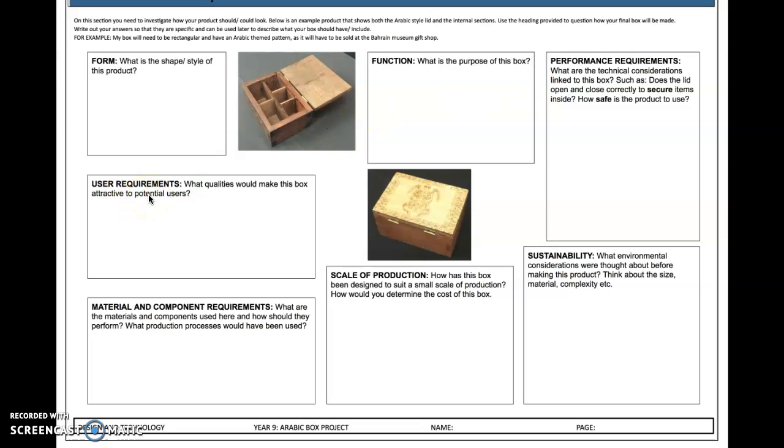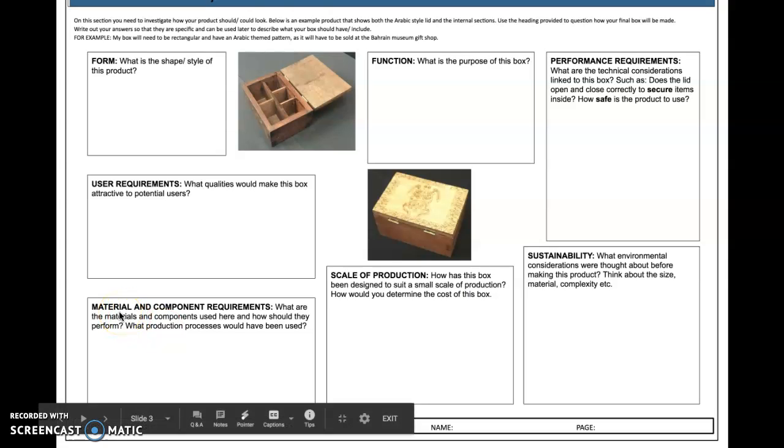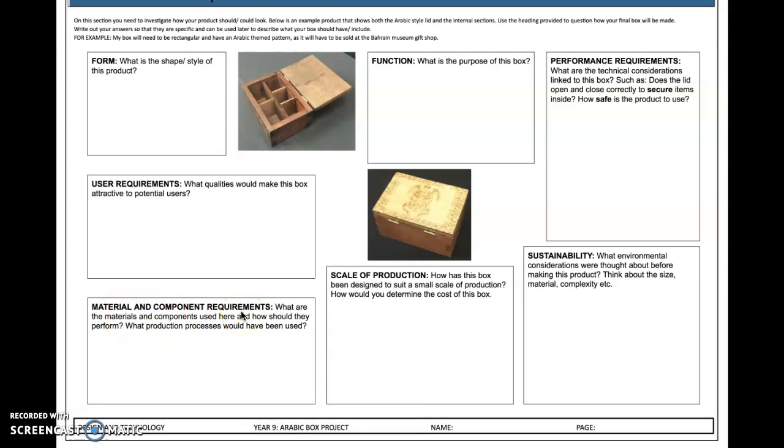User requirements: what qualities would make this box attractive to potential users? You can focus there on the laser cut lid, and of course think about the type of comb joint you want to focus on, the corners, and how that might attract the user to interacting with the product and how it might fit in with a particular environment. We've also got material and component requirements. So this focuses on what type of material you're going to include in the product and why, and also what processes you might look at there, some of which you'll be familiar with already because we have done a couple of practical lessons on this before the half term.